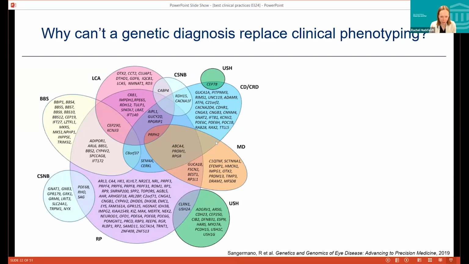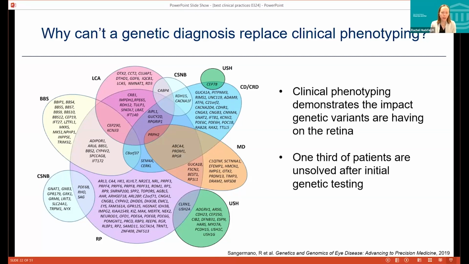And I don't think I have my pointer on, but there's one gene in particular, RPGR, that can cause X-linked RP. It can also cause X-linked cone rod dystrophy. And right now, it really matters that we get that phenotype correct. There's an investigational gene therapy where the clinical trials are open to people with RPGR X-linked RP, but not RPGR X-linked cone rod dystrophy. So the phenotyping really helps us understand how these genetic changes are manifesting.